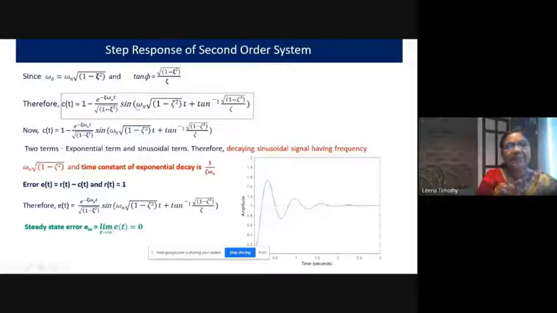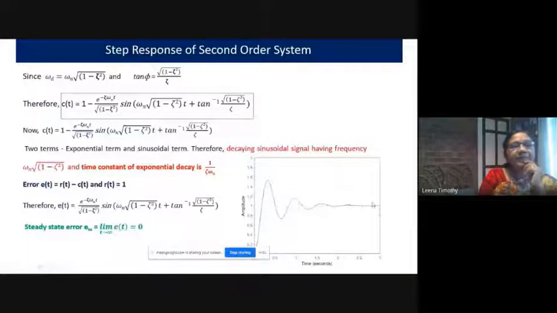Time constant, here the time constant is 1 by theta omega n. Here e raised to minus theta omega n t. Time constant is 1 by theta omega n. In a first order system, e raised to minus t by capital T, that denominator capital T is the time constant. So here the time constant of exponential decay is 1 by theta omega n. Time constant for this exponential decay.